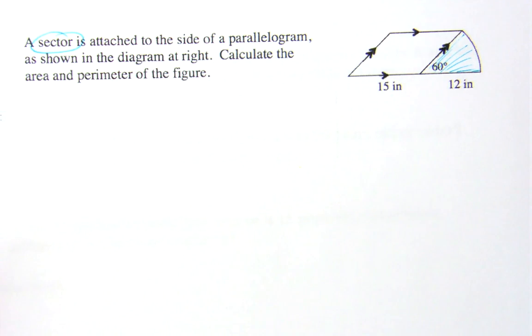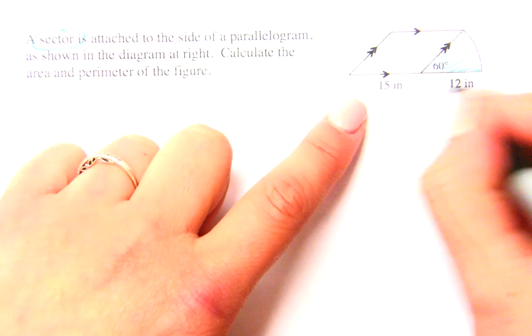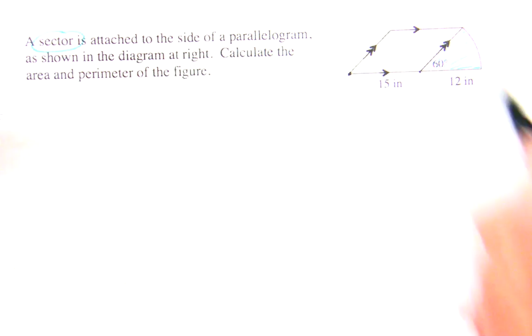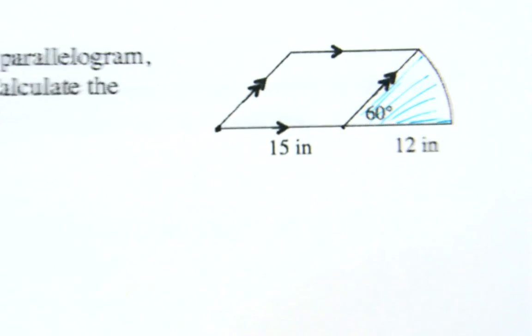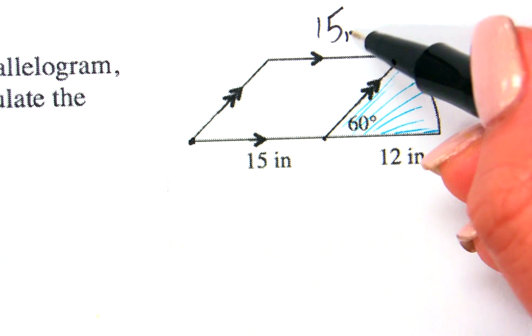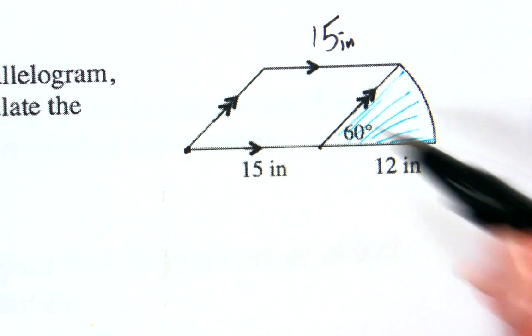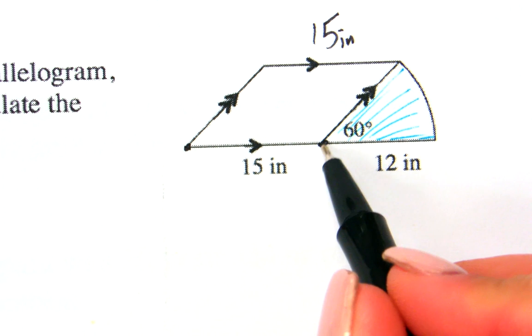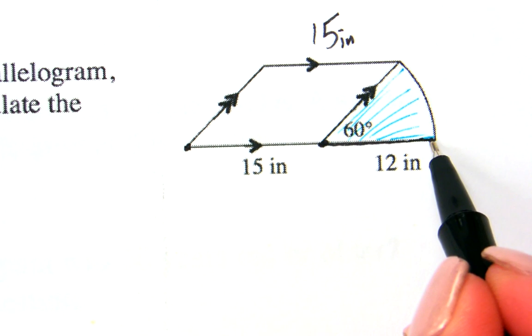So there's a couple of pieces of information that you do know. You know that 15 is the side of this parallelogram down here. So that means that 15 is going to also be the top of the parallelogram, since opposite sides are congruent. This from this corner here to here is 12.